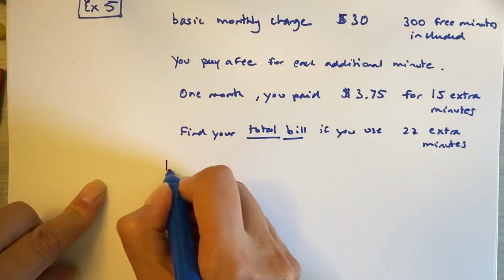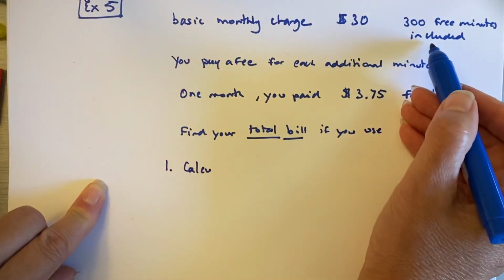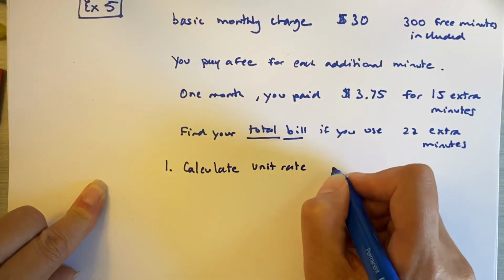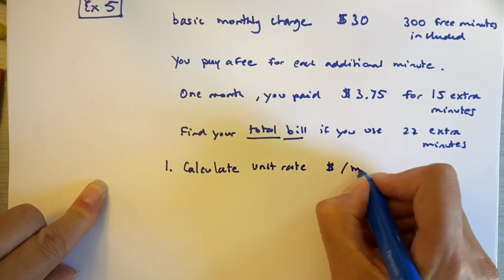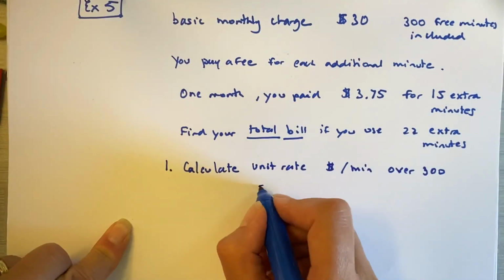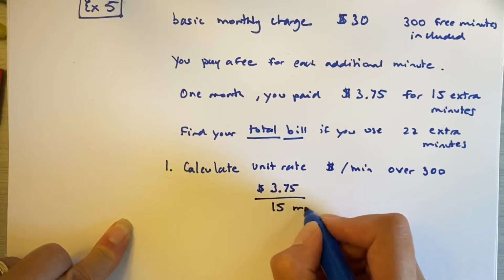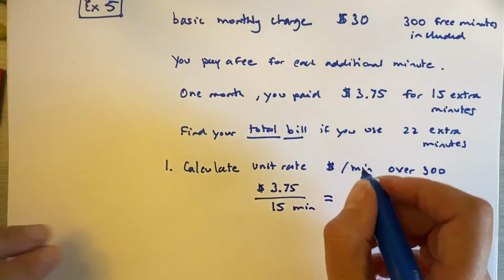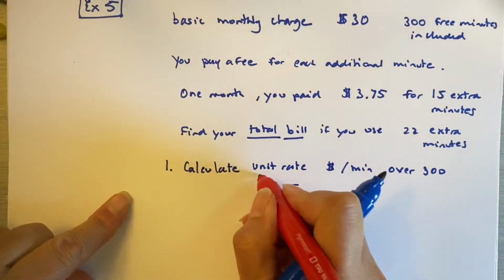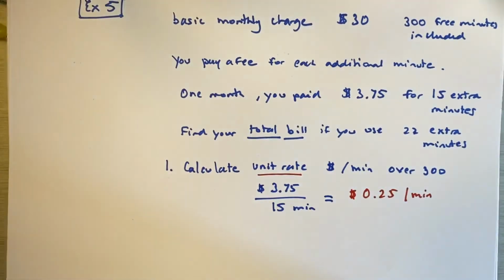Well, first, you need to calculate the unit rate. You'll notice at the beginning of the problem, they didn't tell you how much per minute you get charged when you get over 300 minutes. So the first thing you need to do is know what that number is. So calculate the unit rate, which is dollars per minute over the 300. Do you have enough information to do that? Well, yes, because you were told the first month you paid $3.75, and that was for 15 extra minutes. And so if you divide $3.75 by 15 minutes, you get the unit rate. You're going to calculate that the dollars per minute extra that they charged you is 25 cents per minute more.